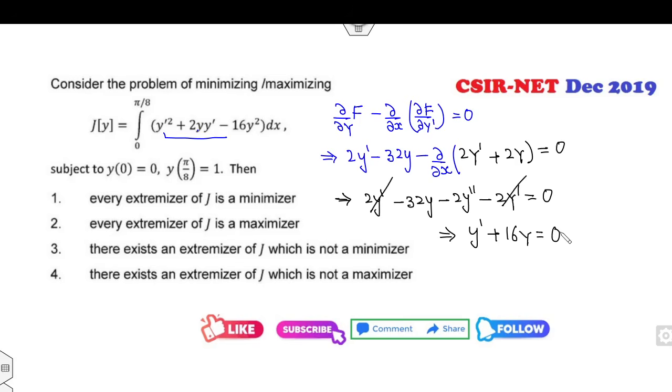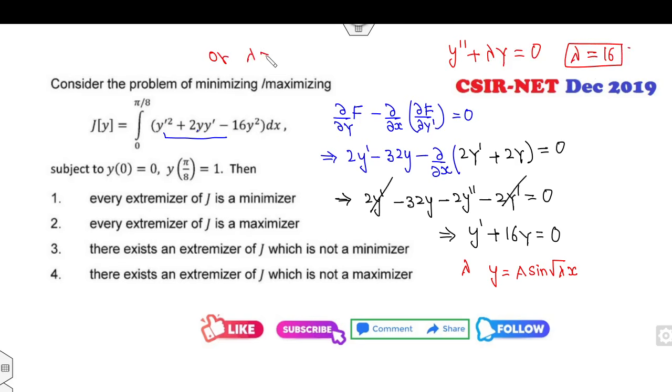Fine. Now again this is a similar case. So the value of this 16 is basically a lambda. Fine. So your solution will be a sine root lambda x. So remember always this is the case. If you compare them, lambda will be my 16. Or you can also find the value of lambda is n pi over l square. What is the l?